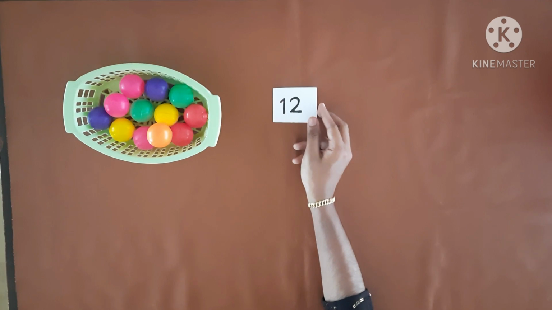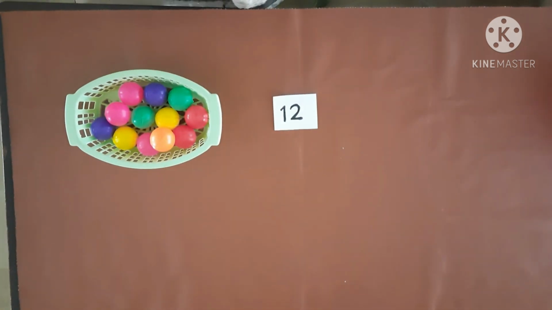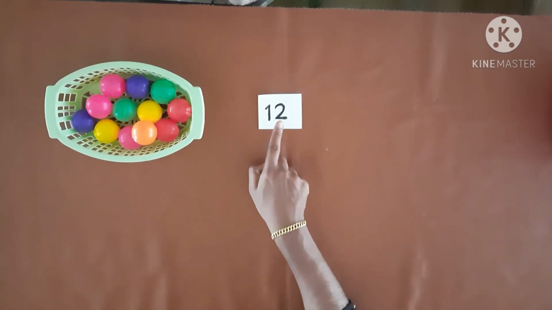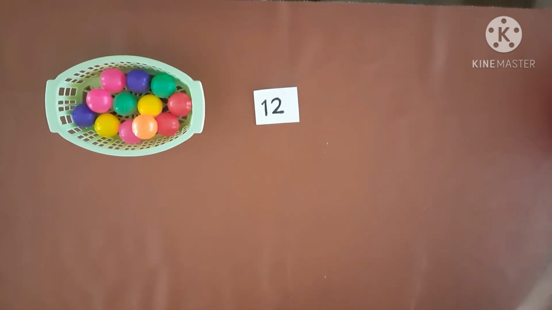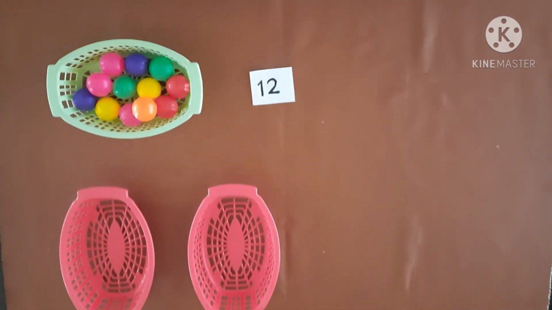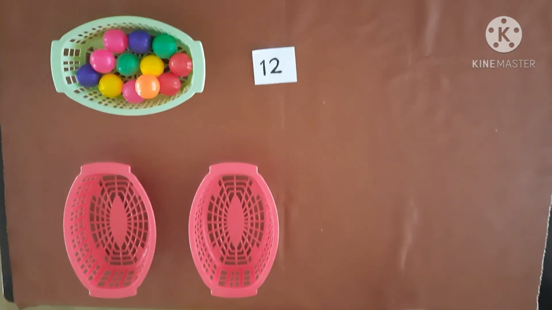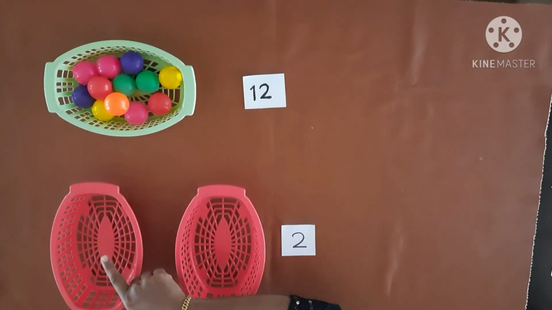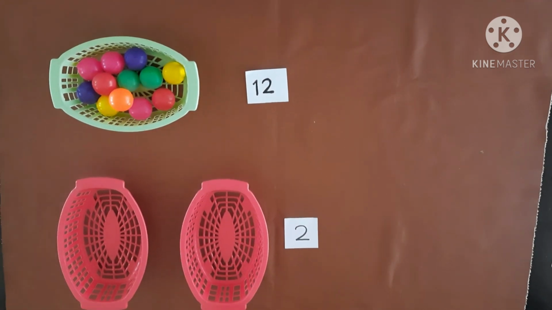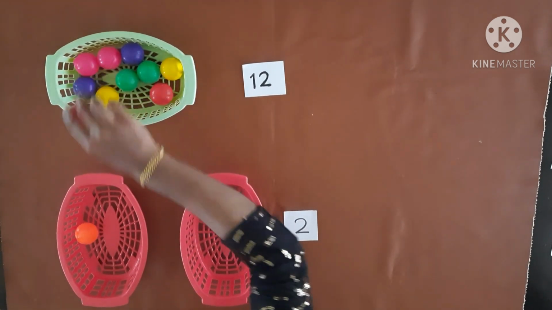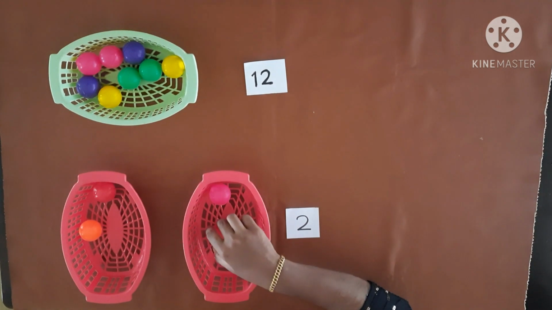Here I have 12 balls in this basket. Okay, 12 balls. So now I am going to divide these 12 balls equally until I get 0. 12 balls going to distribute into 2 baskets. Okay, 1 and 2. So I have here 2 baskets. Now I am going to divide the 12 balls into 2 baskets equally until I get 0. So 1 to the second basket, then next ball to the first basket, the second ball.